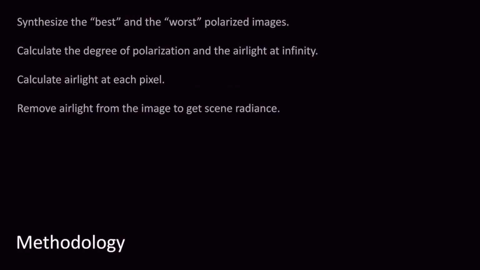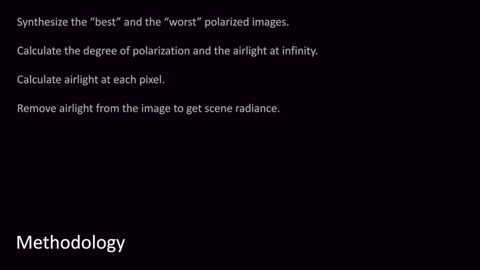Their proposed method is that we first synthesize the best and the worst polarized images from the arbitrary number of polarized images provided as input. The best polarized image means that the polarizer is rotated in a way such that it lets the most amount of light through that's perpendicular to the direction of polarization of the air light, which means that we'll get the least amount of contribution from air light and the most amount of contribution from scene radiance, making all the objects in the scene clearer. The worst polarized image is the opposite.